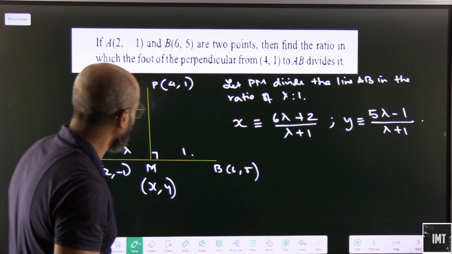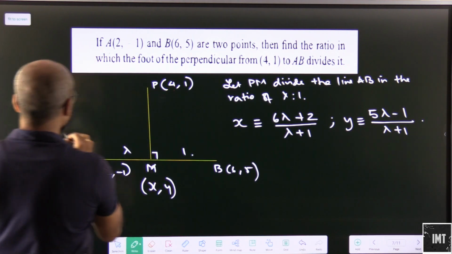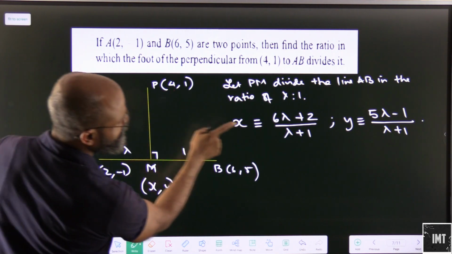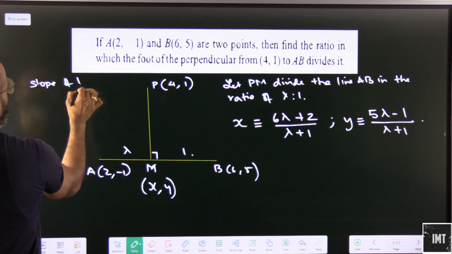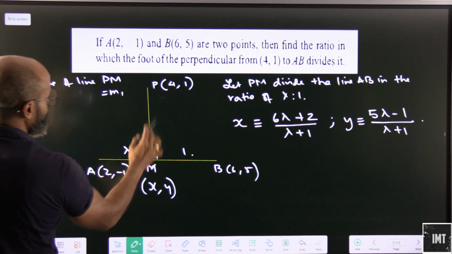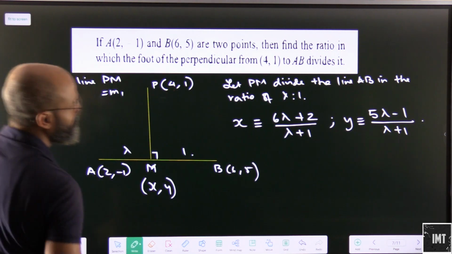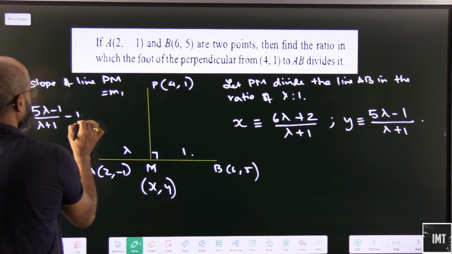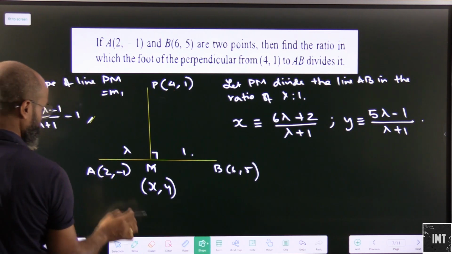Now, what will be the slope of this line PM? The slope of line PM will be equal to how much? Y2 minus Y1. Let's say M1, that is (5 lambda minus 1) upon (lambda plus 1) minus 1, upon, so this will be Y2 minus Y1.